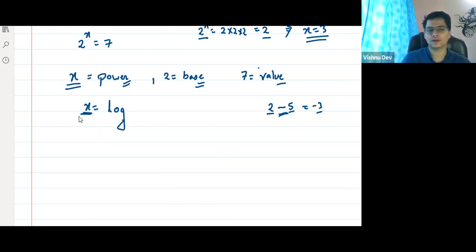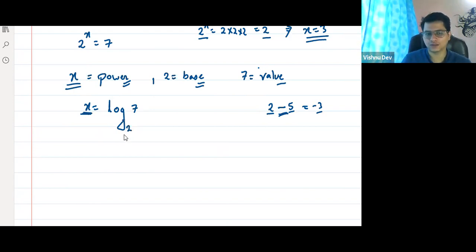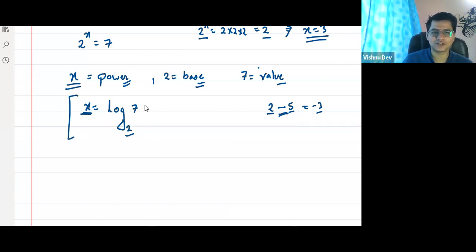Now, we need to find the value of x. So which two values will we have? 7 and 2, right? So I have to relate them. So I write it like this: log 7 and here base 2, right? This is just a representation. We write the base at the tail of g. So it is a representation. x is equal to log 7 base 2, right?